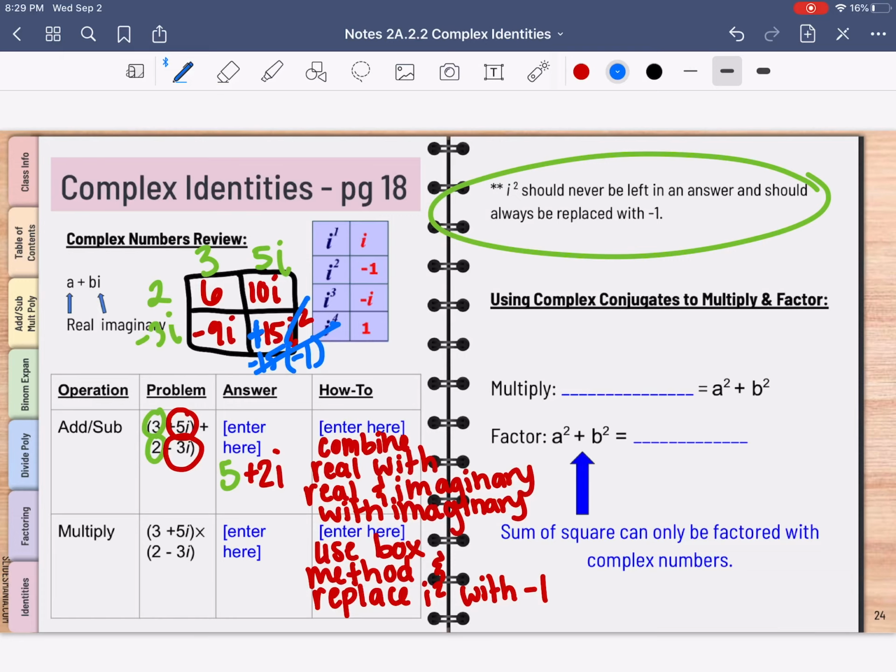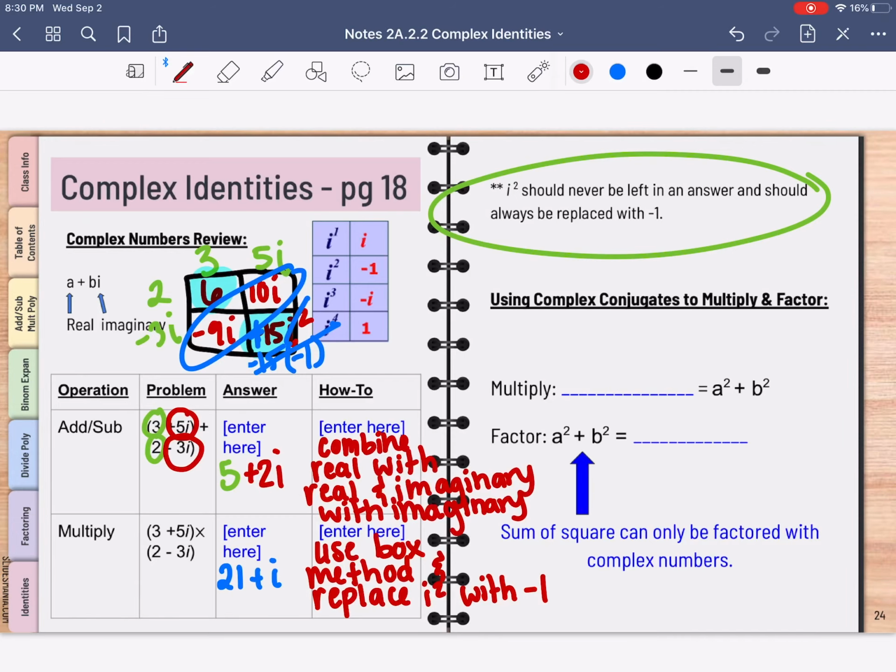So I'm going to add real with real, imaginary with imaginary. So 6 and +15 gives me 21. And then 10i minus 9i gives me I. So I get 21 plus I. So that's just our little review about complex numbers. Okay, so just complex numbers, a little review of that.